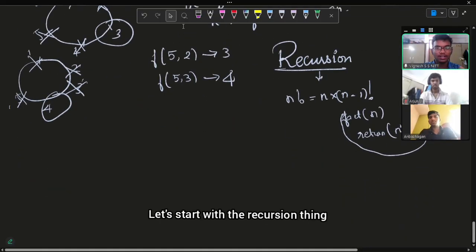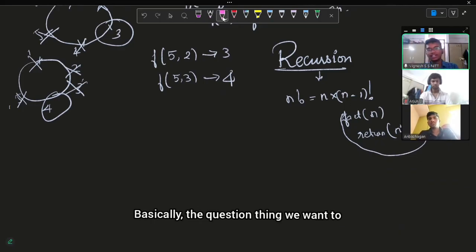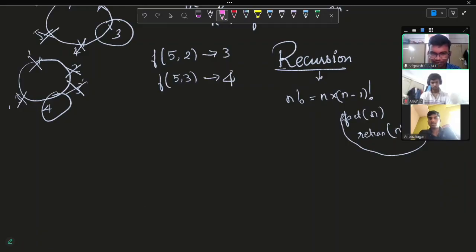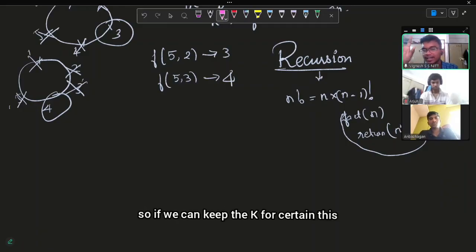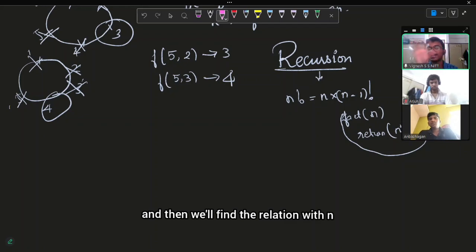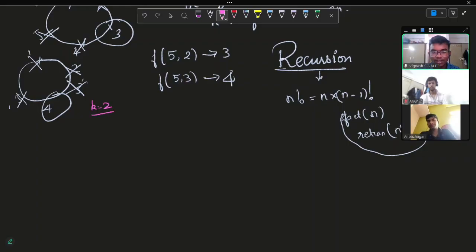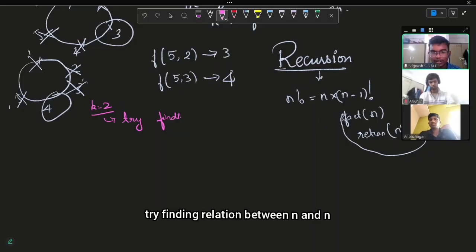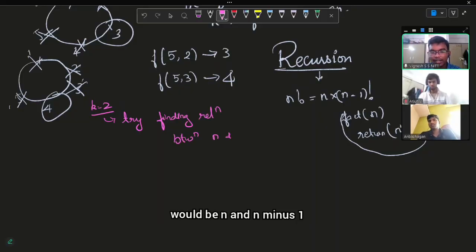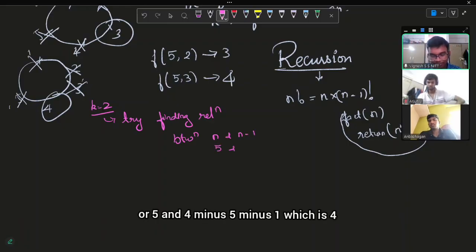We'll start with the recursion. Basically, in recursion, we want to find relations between n and n minus 1, the n and the previous thing. So now we'll do the basic case, 5 and 4. We can keep k fixed in this, and then we'll find the relation between n and n minus 1. So let's keep k equal to 2 for simple purposes, and try finding the relation between n and n minus 1, or 5 and 5 minus 1, which is 4.